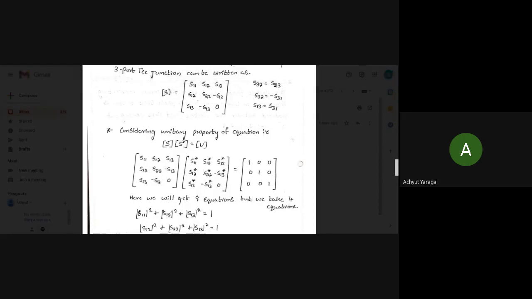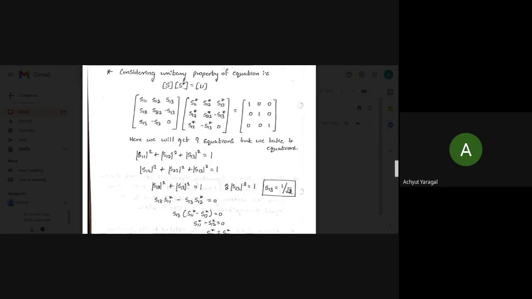So how many equations do we need to find? I have told you we have to find 9 variables. If we want to find the 9 variables, we need 9 equations. So what we'll do here is take only the first 4 equations.